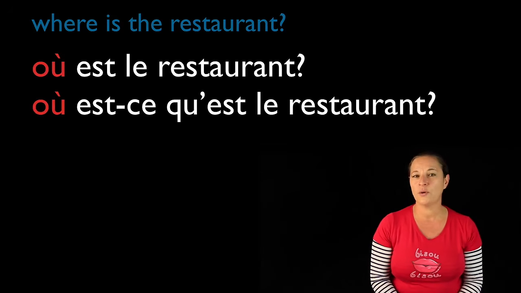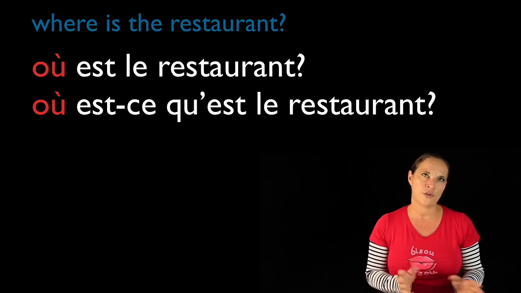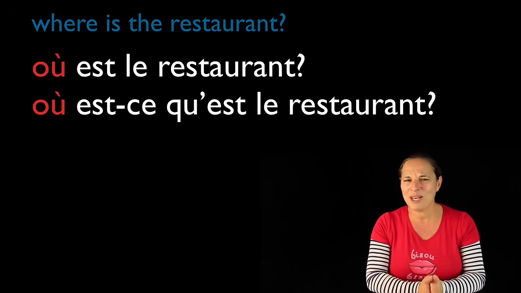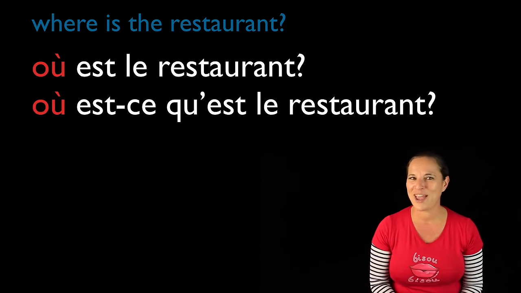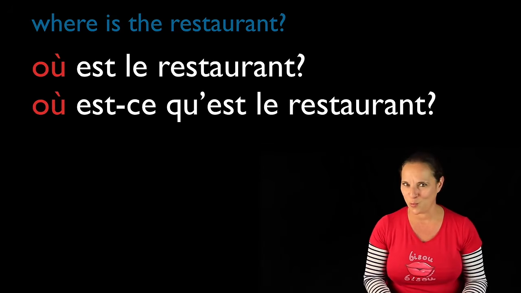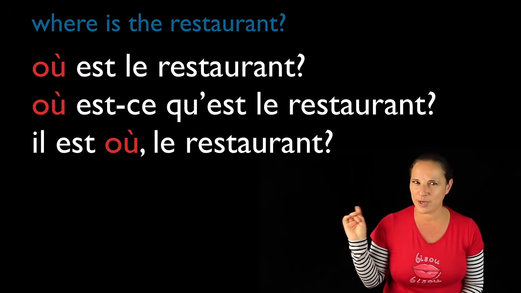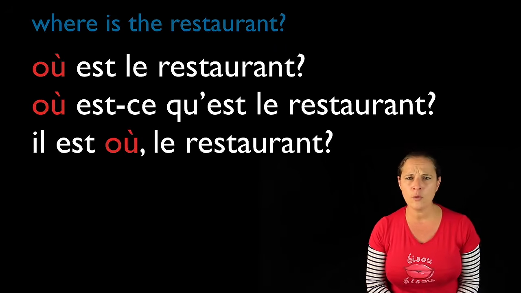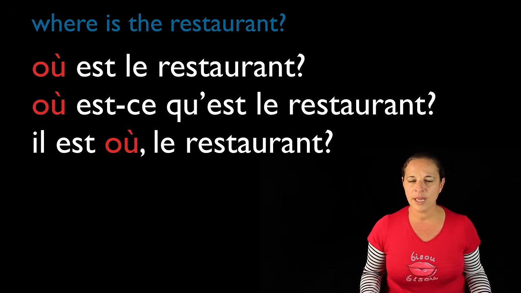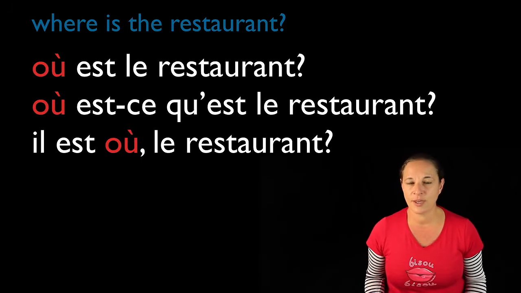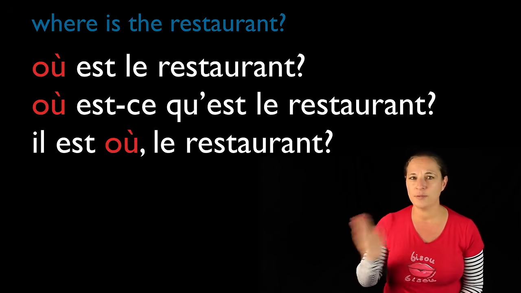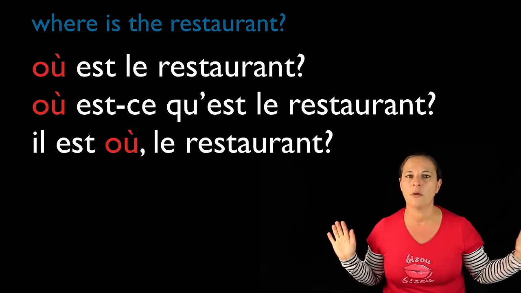Now let me show you three more familiar, more spoken ways of asking a question with où. So have a look at this example here. We could say, il est où le restaurant? It is where the restaurant? And here, où is no longer the beginning of the question. It is in the middle.